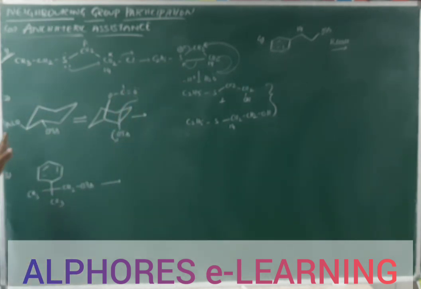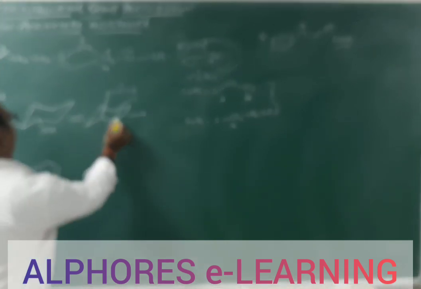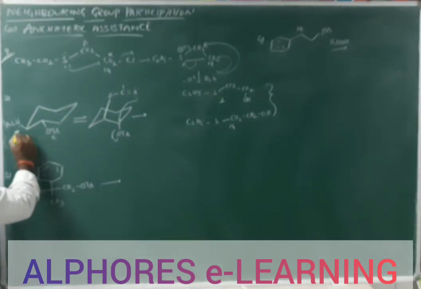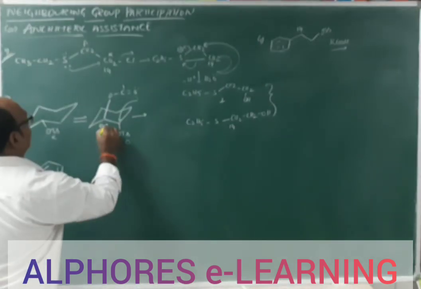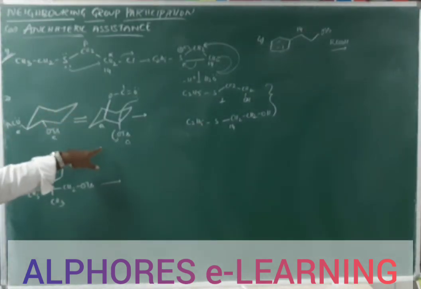Now anchimeric assistance is proved once again. Here we are considering cyclohexane which has an OTS substituent, and with respect to that, the beta carbon has a CH3 C double bond O group. Now this oxygen of the acyl group is going to participate in anchimeric assistance. Now this one upon ring flipping, here it is very clear both are in equatorial position, here both are in axial position. So during ring flipping, axial converts into equatorial, equatorial converts into axial.